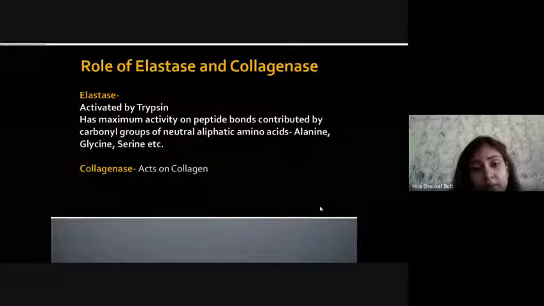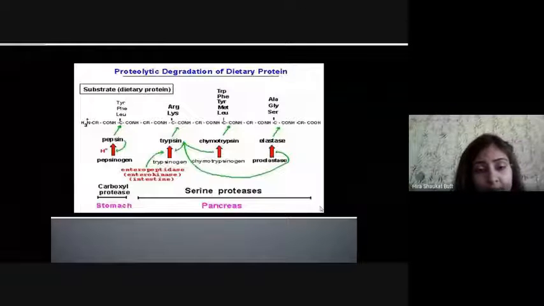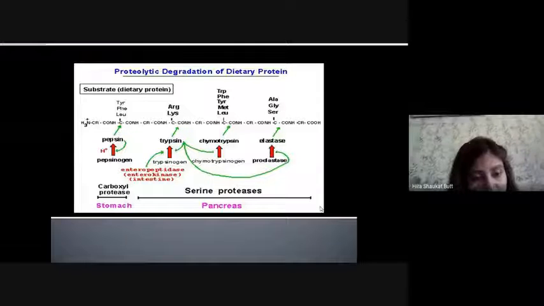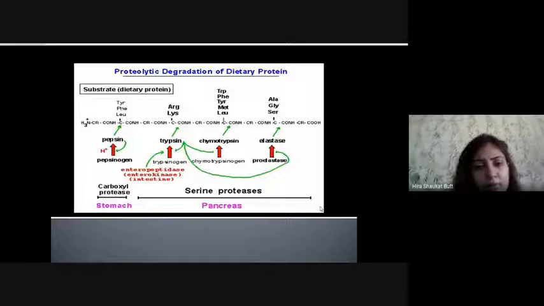So this is a very small representation of protein broken into amino acids. The diagram is showing that trypsin, chymotrypsin, and elastase lead to formation of these following amino acids: tyrosine, phenylalanine, leucine, arginine, lysine, tryptophan, phenylalanine, tyrosine, methionine, leucine, alanine, glycine, and serine. So we just have a look on this.